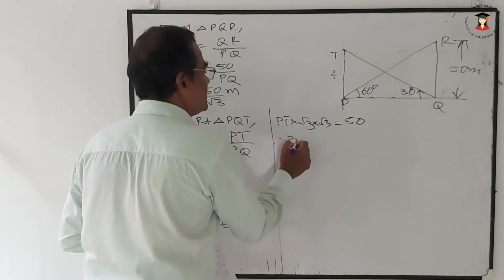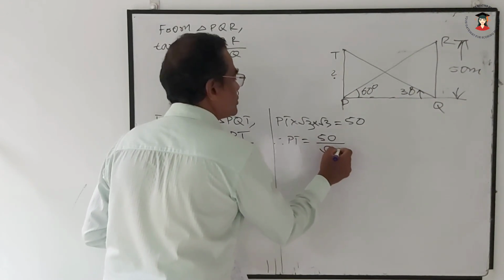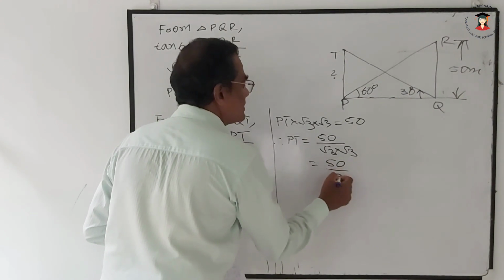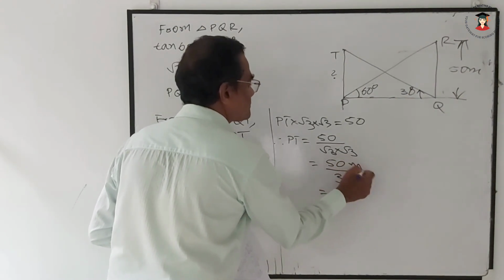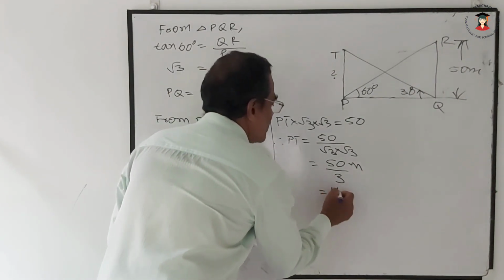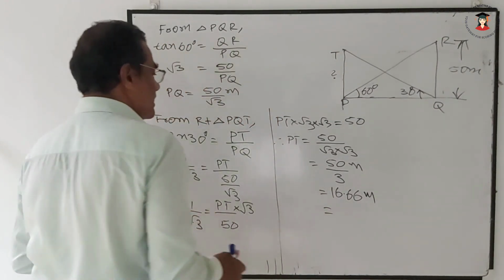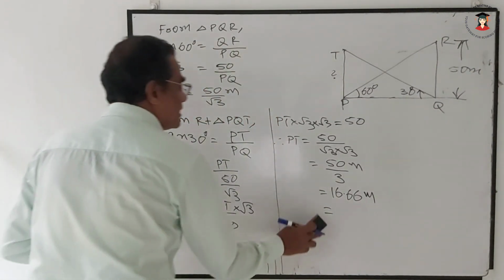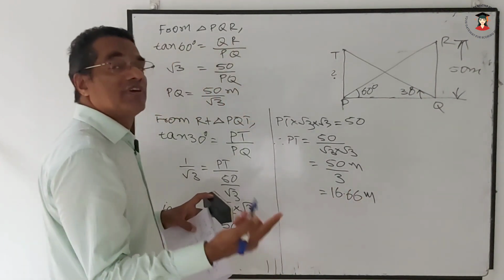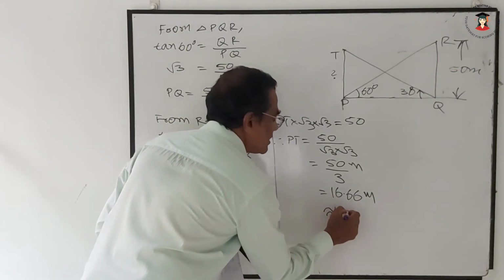Therefore, PT equal to 50 divided by √3 into √3, equal to 50 divided by 3, equal to 16.66 meter. If we write it to the nearest meter, then 16.6 we will take as 17. So it is 17 meter.